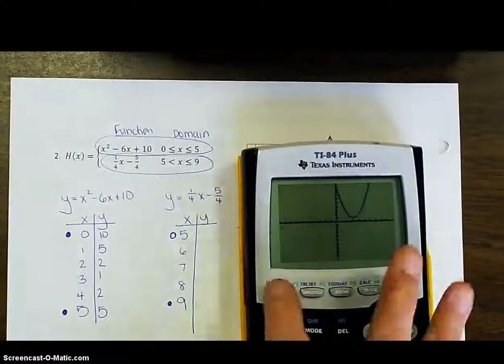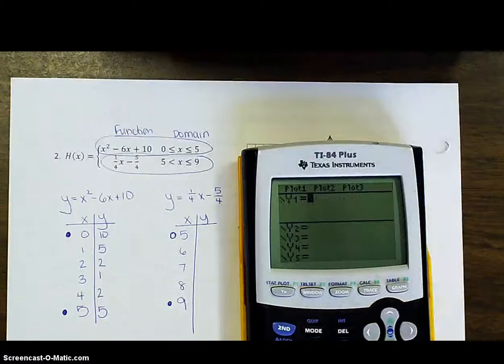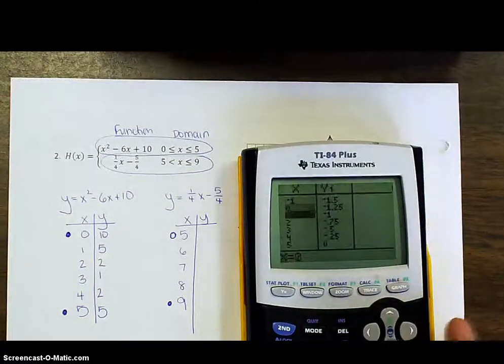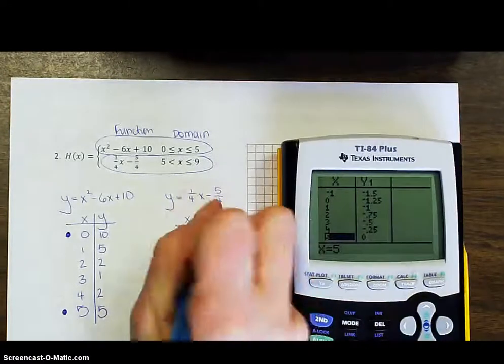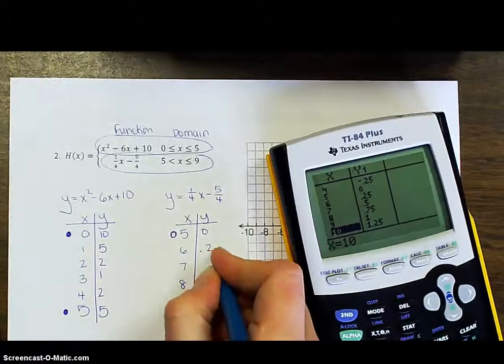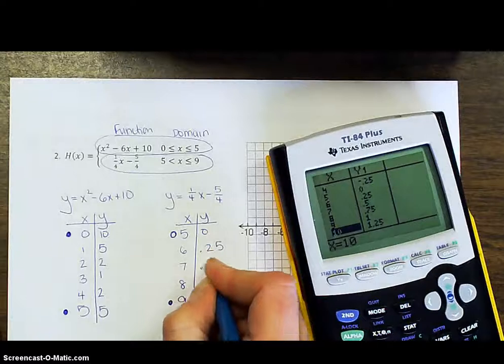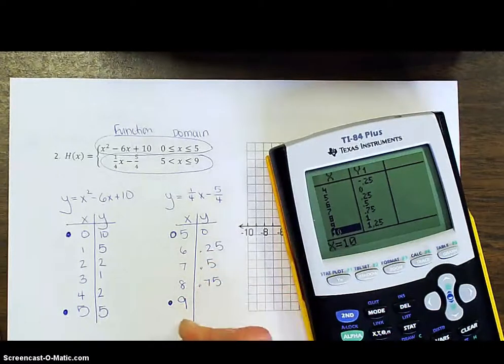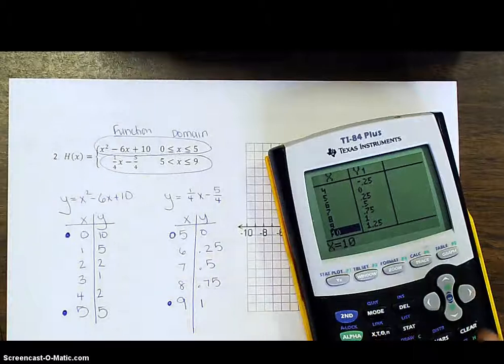All right, and now we're going to let the calculator do the work for us. So 1 divided by 4x minus 5 divided by 4. And now I'm going to go to my table of values and I'm going to fill them in. So at 5, we're at 0. At 6, we're going to be at 0.25. At 7, we're at 0.5. At 8, we're at 0.75. And at 9, we're going to be at 1.